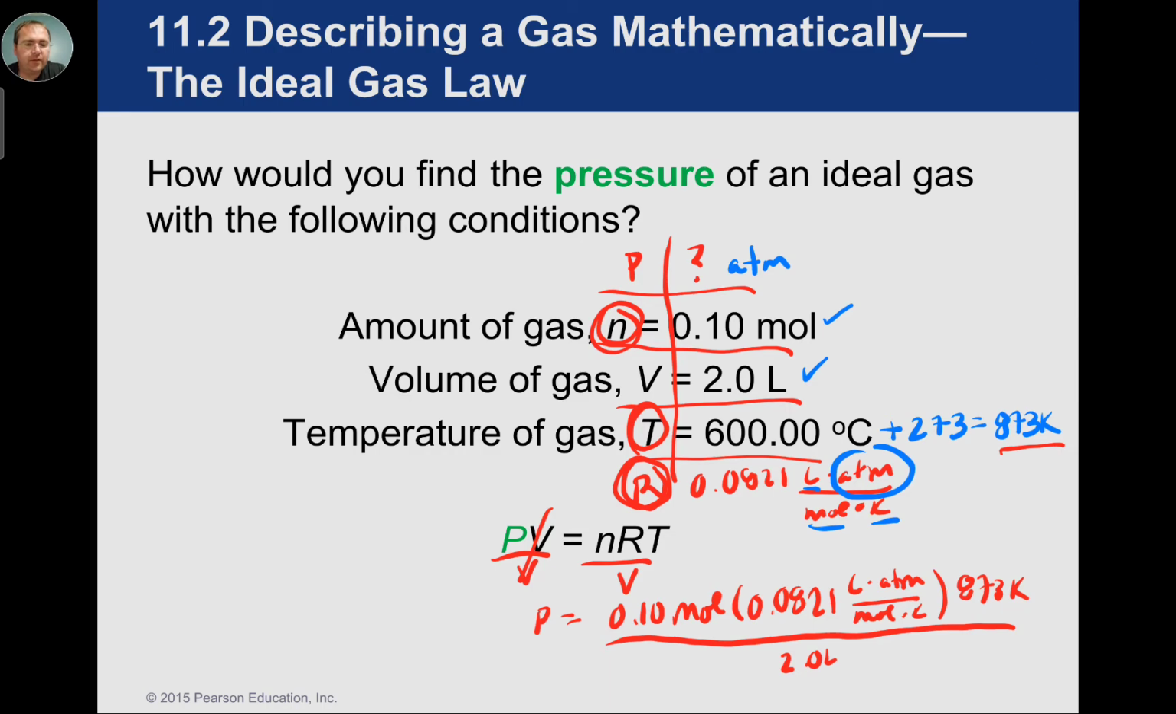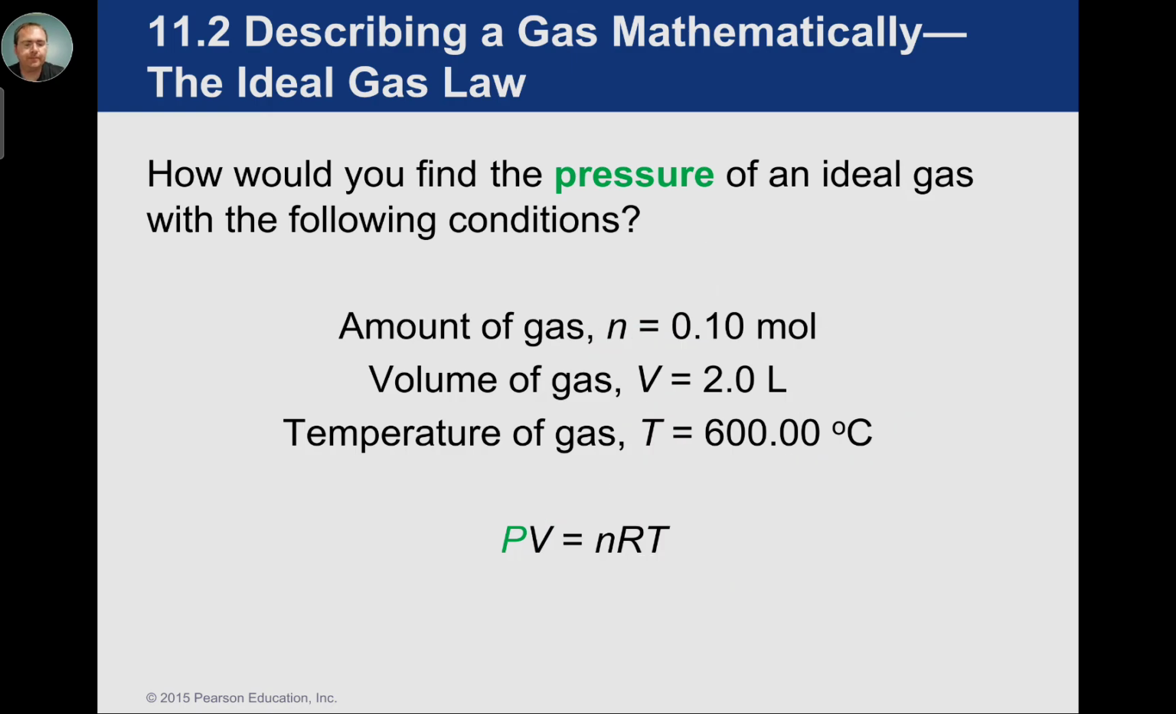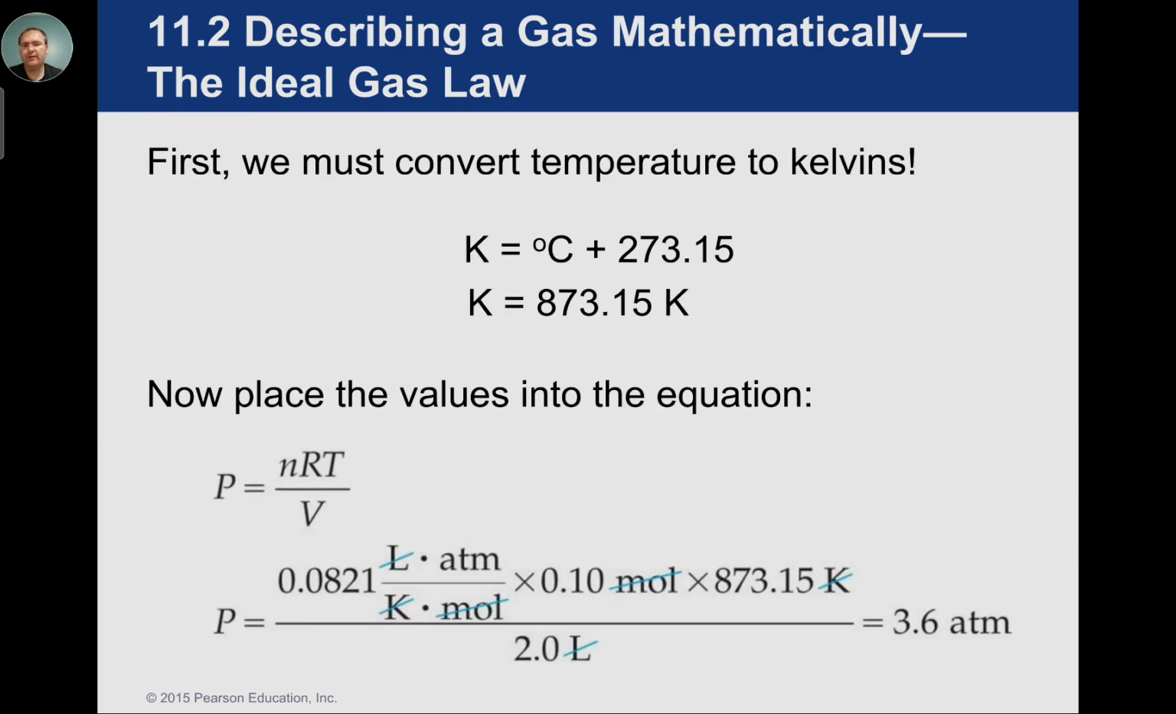Notice what happens because of R, moles cancel with moles, top versus bottom. Liters top cancels bottom liters, and then Kelvin with Kelvin. All that's left is atmospheres, so it's going to be 0.1 times 0.082 times 873, hit equals, divide by 2, hit equals, and you'll get our answer of 3.68.